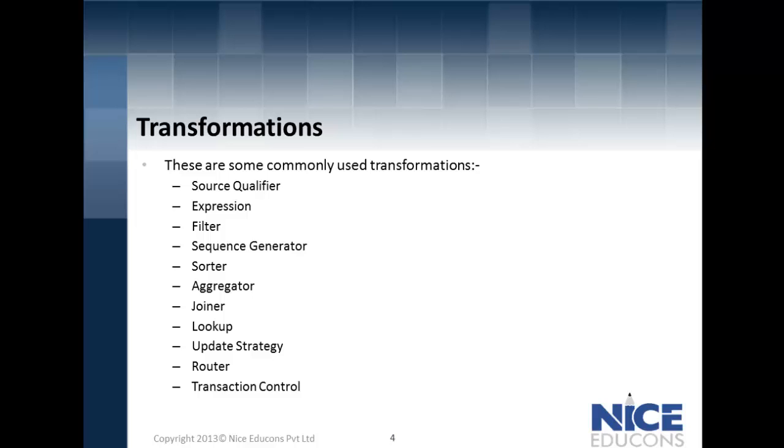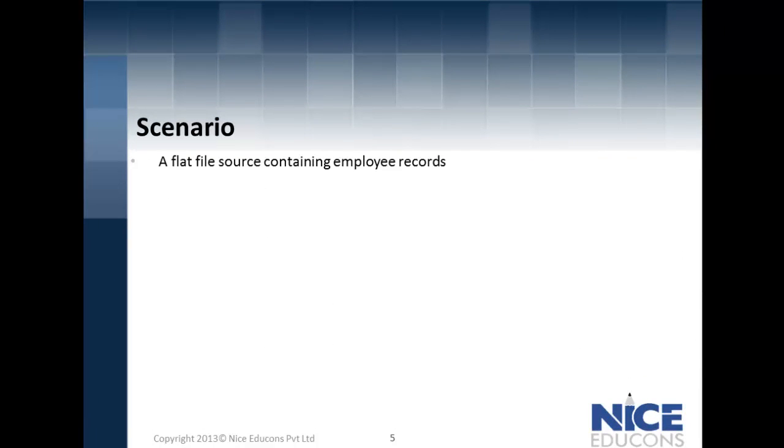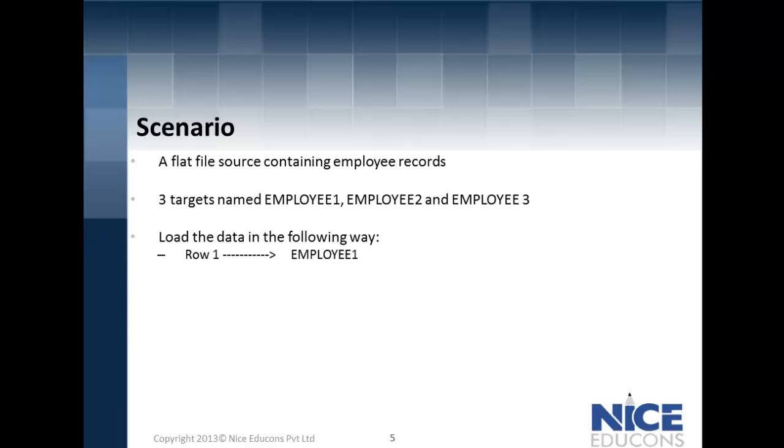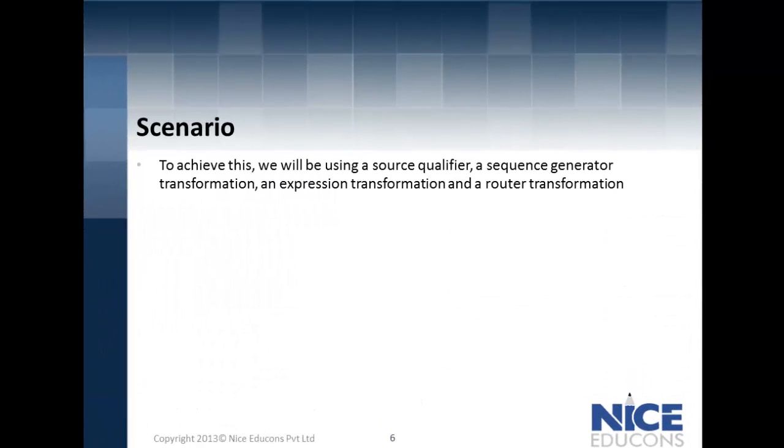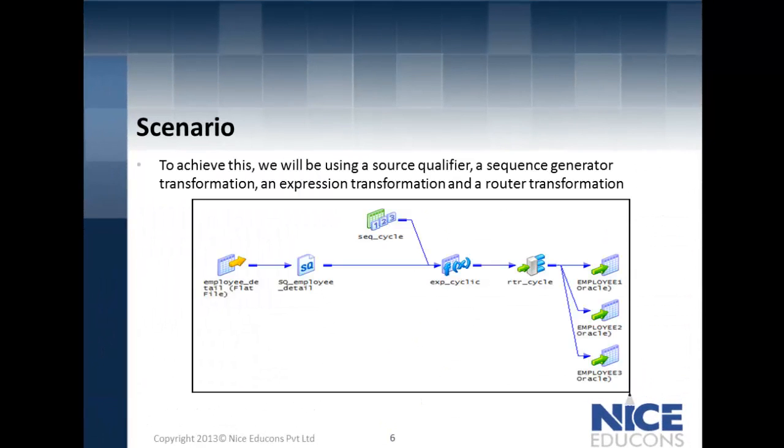Out of these, we will be using the source qualifier, the expression, sequence generator, and the router transformation to achieve the following scenario. We have a flat file source containing the employee records, which needs to be loaded in employee 1, 2, and 3 in such a way that the first row of data is loaded in employee 1, the second row of data is loaded in employee 2, third in employee 3, fourth in employee 1, fifth in employee 2, and so on. Let us see how, with the help of mappings and transformations, we can meet our requirement.